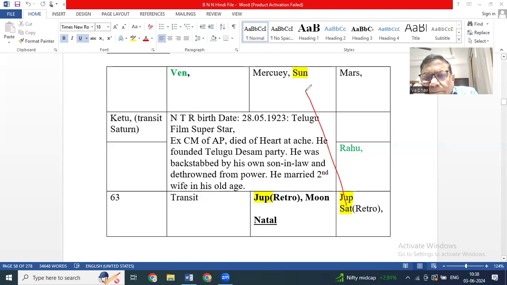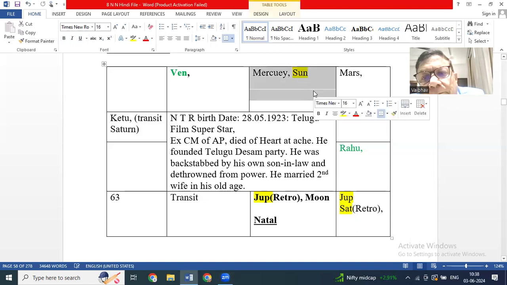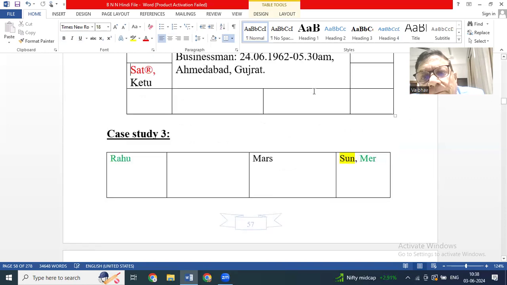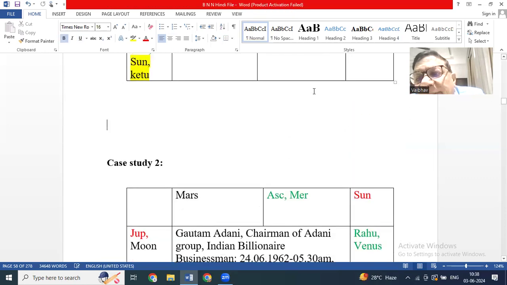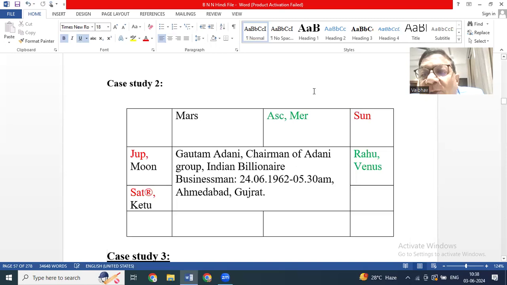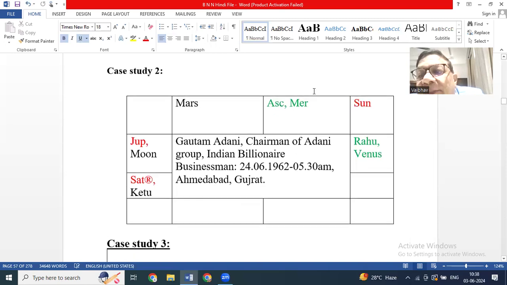Already Saturn is connected to Sun. In general, check two things: one is the combination of planets, one is the 10th house combinations. Mercury, the 10th Lord, is in the 12th house. Where? Mercury is in the 12th.